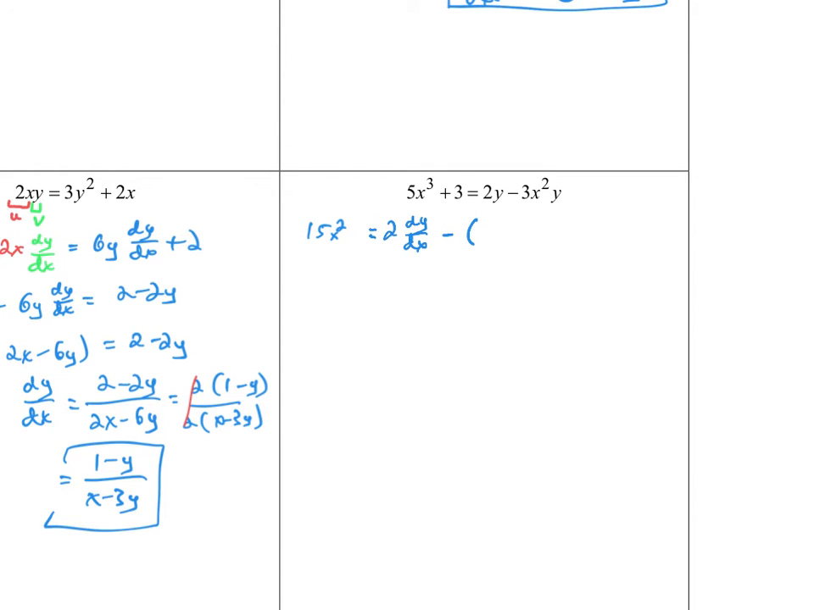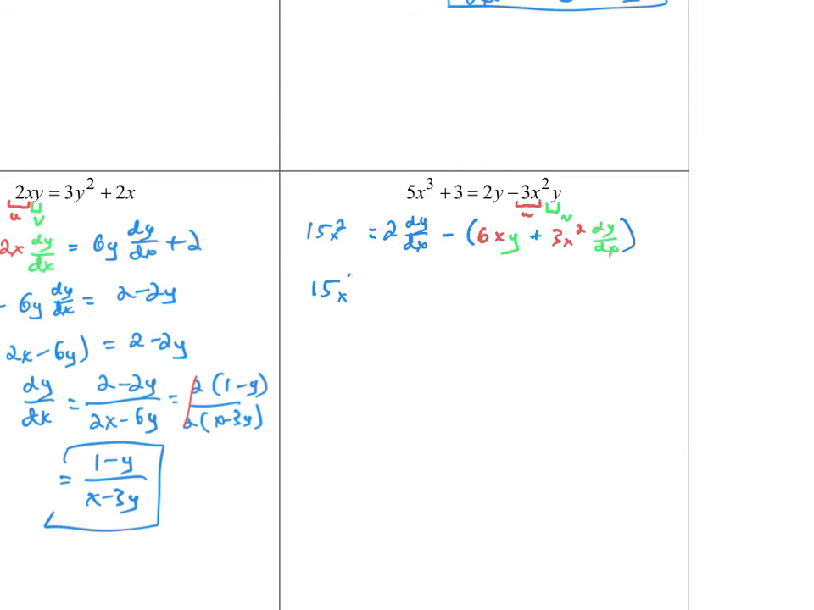So again, here's your u, and here's your v. So u prime, 6x, and your v is y. And then u, and then v prime. Well, that's just going to be dy over dx. Okay, a little bit of a mess, but we're almost there.